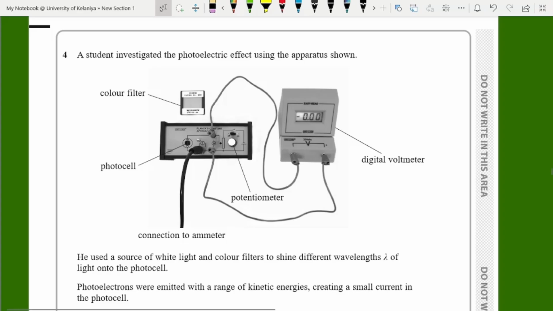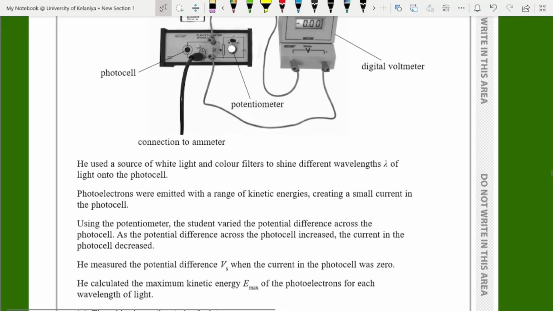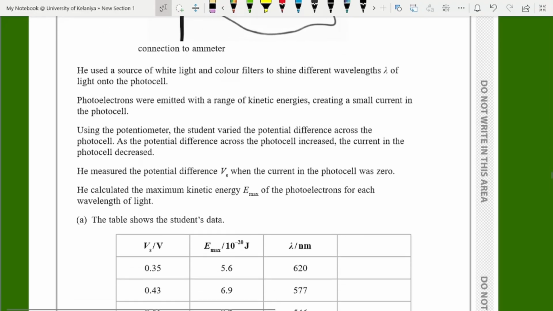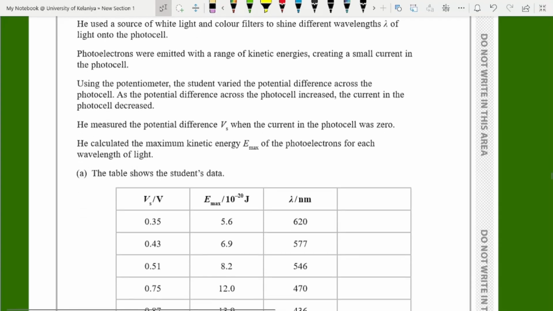Okay, here a student investigated the photoelectric effect using the apparatus shown. Here we have a color filter, a photocell, and a connection to an ammeter, a potentiometer, and a digital voltmeter. He used a source of white light and color filters to shine different wavelengths lambda of light onto the photocell. Photoelectrons were emitted with a range of kinetic energies, creating a small current in the photocell.